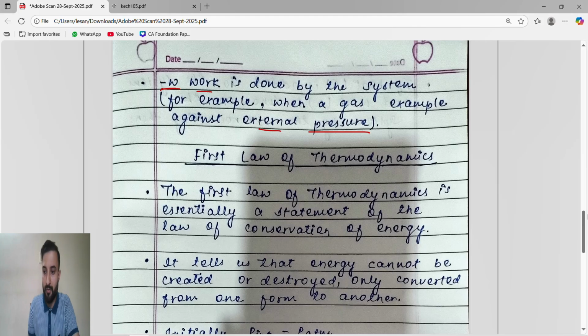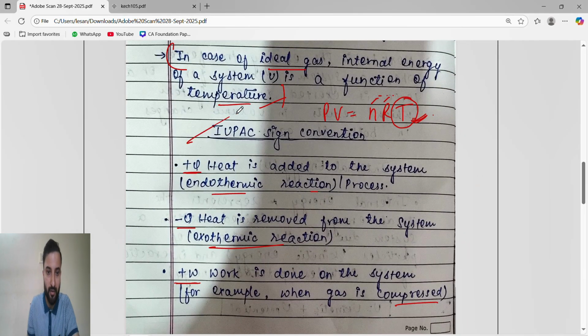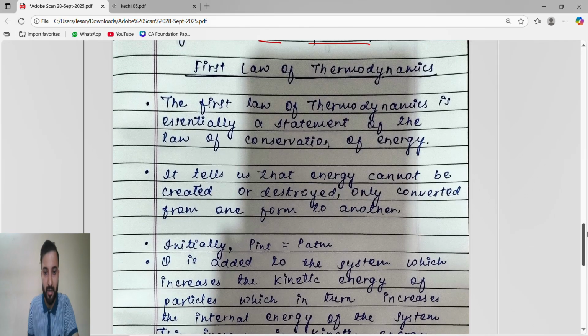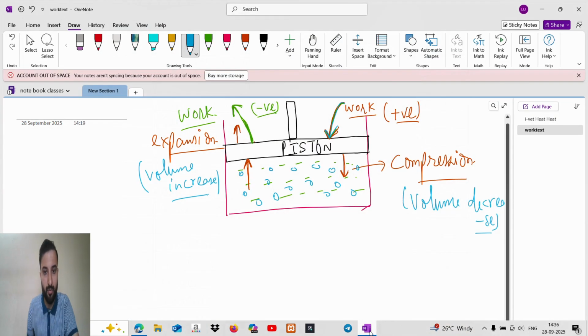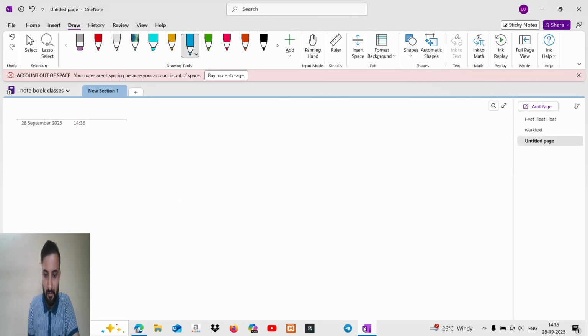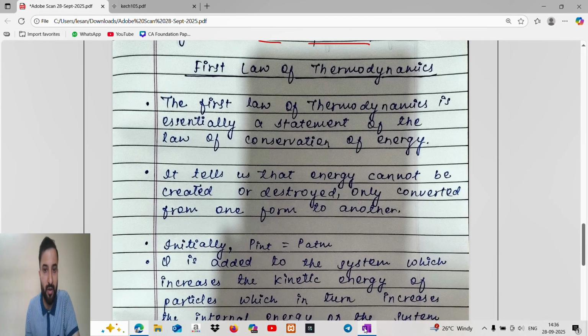After that, what do we have to write? You have to write this IUPAC sign convention. No need of drawing the diagram because you have already drawn the diagram before. So this is the important thing you have to see.